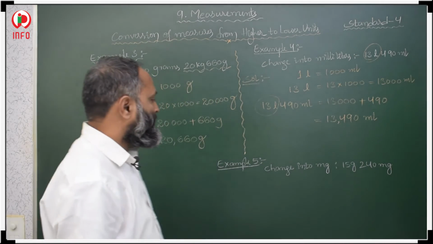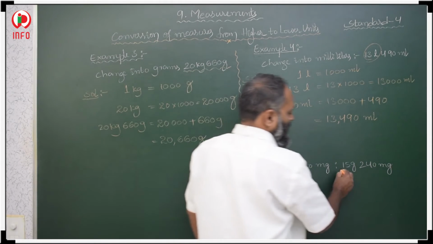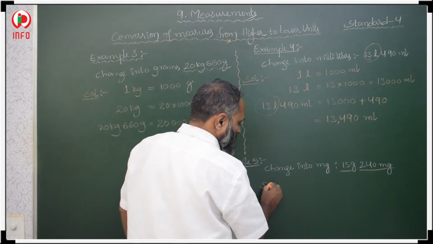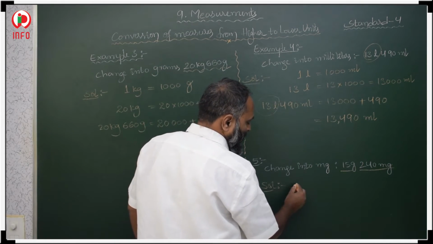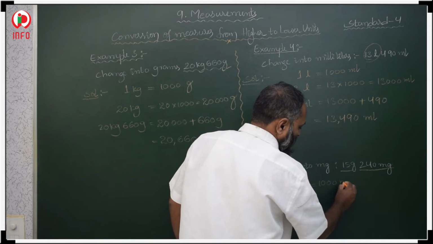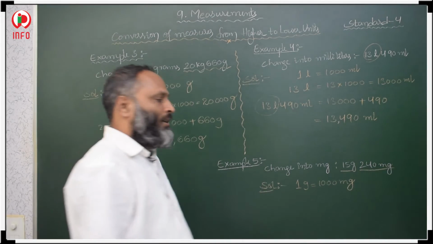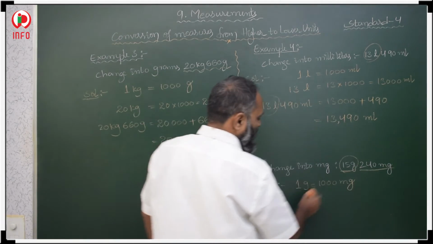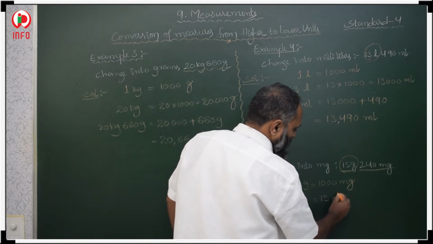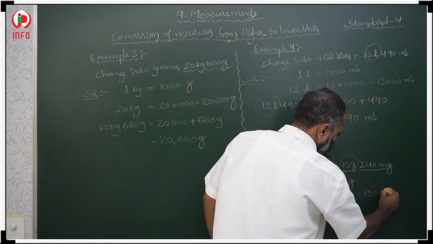Okay. Now in example 5, change into milligrams. Here a grams and milligrams combination is given. First, 1 gram is equal to how many milligrams? 1 gram is equal to 1000 milligrams. Now here how many grams are given? 15 grams. 15 grams we should convert into milligrams. 15 into 1000, that is 15,000 milligrams.